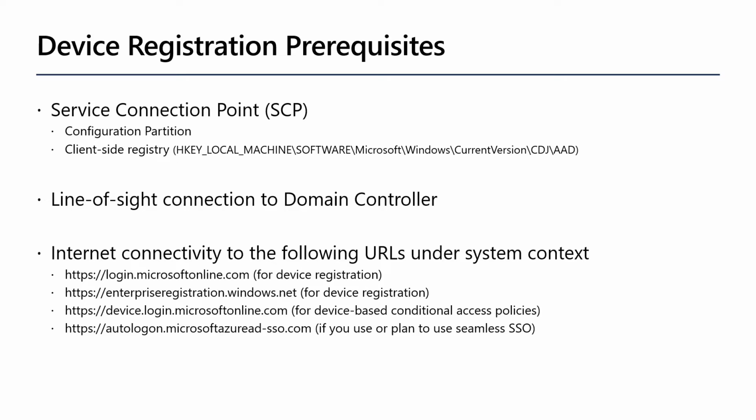To register devices to Azure Active Directory, the service connection point should be created, whether under the configuration partition, just like we did, or using client-side registry. Also, devices should have line-of-sight connection to domain controllers, and they should have connectivity to the following endpoints under system context. This is for current devices like Windows 10 and above and Windows Server 2016 and above.